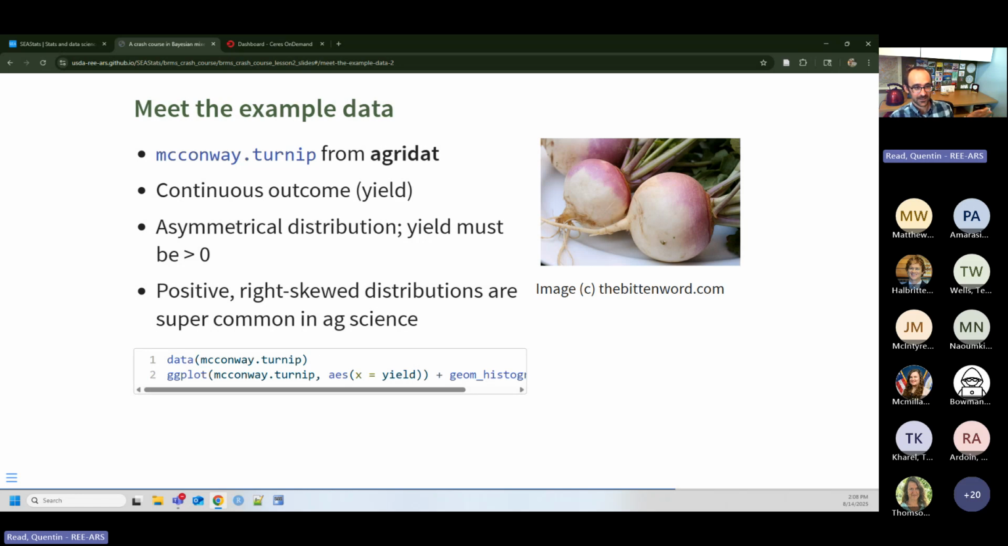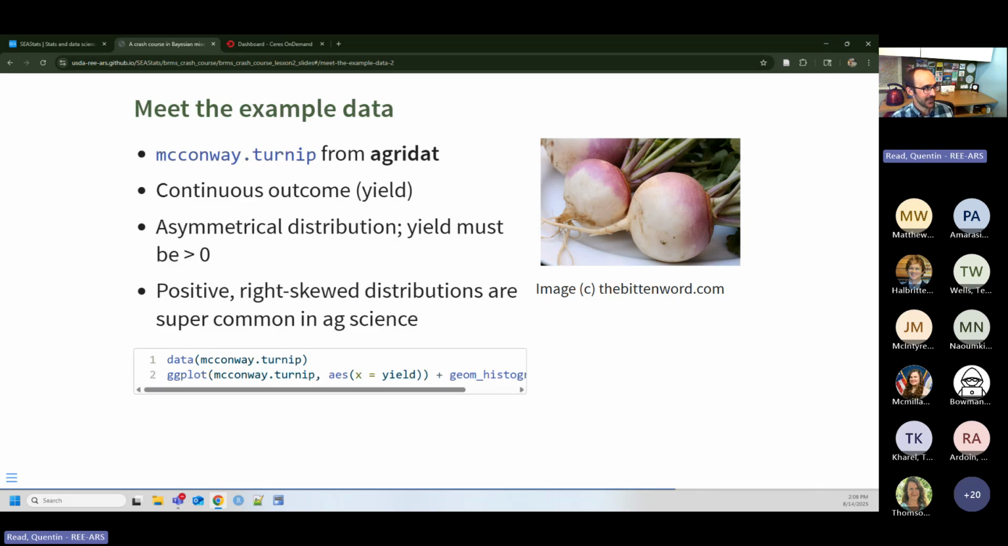Now, yield is the weight of crop produced per unit area, that is going to be a non-negative value, right? You can't have negative yield. You could have 0, but it's always going to be either 0 or a positive number. That may not lend itself to a nice symmetrical bell curve, because oftentimes you have a lot of low numbers and then a few really high numbers. So you have this skewed distribution. This is by no means rare. In agricultural science, we see this kind of data set all the time.